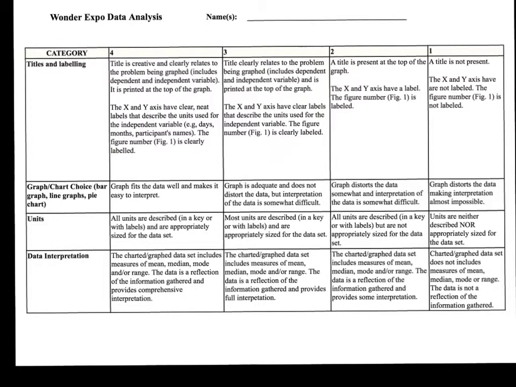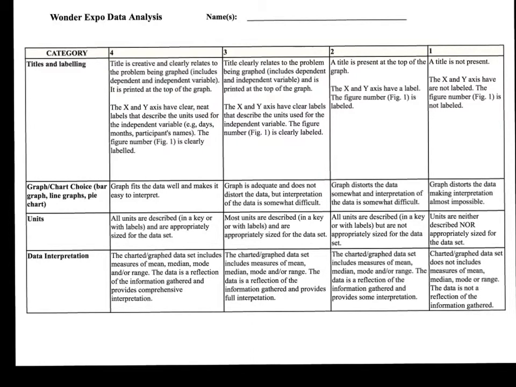So this is the rubric which has been introduced to you in your math classes, and this is how your graphs are going to be assessed for your Wonder Expo. It's really important that your title shows both variables, the independent variable and the dependent variable, and that it's printed at the top of your graph. Your X and Y axis also need clear labels that describe the units. So if you have number of days, number of months, participants named, minutes, seconds, millimeters, be specific.